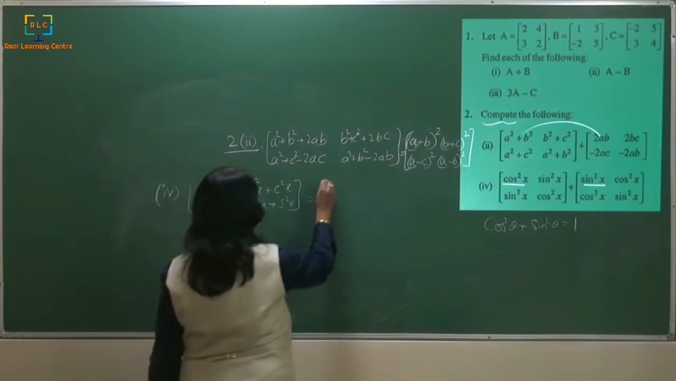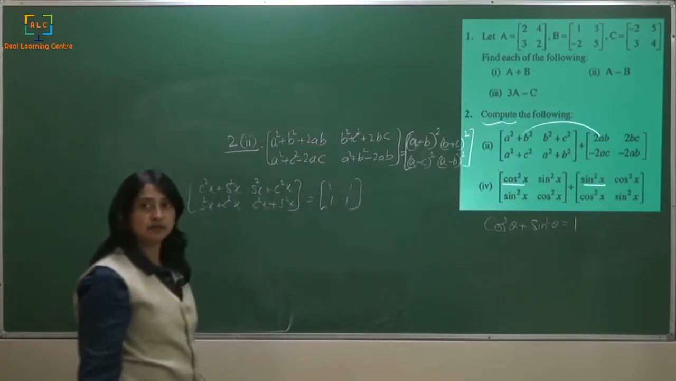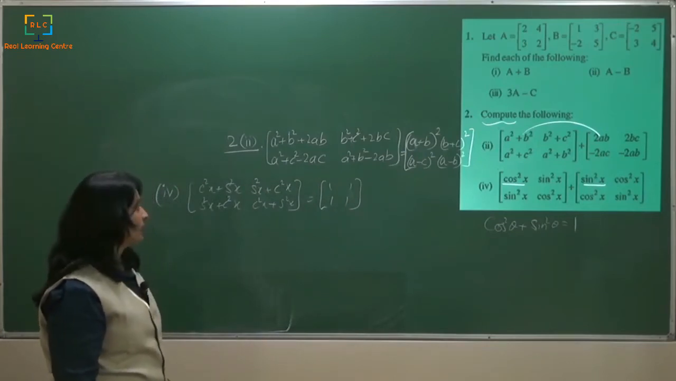So this became a matrix full of ones. 1, 1, 1, 1 are our elements. Yes, that is our matrix. The matrix is full of ones.